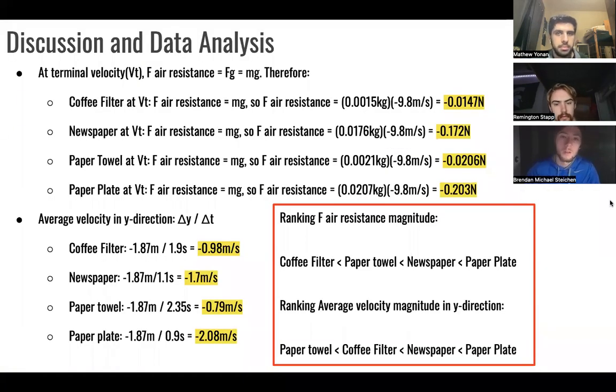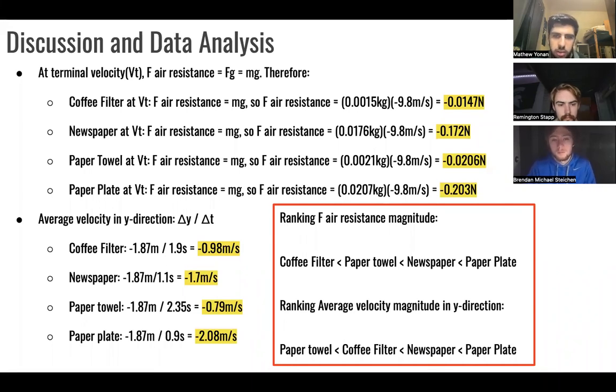And here are the numbers for our data. We calculated air resistance for each object. We converted our grams to kilograms and multiplied that by the acceleration due to gravity, which is negative 9.8, and we got our air resistance numbers for all of our objects. Yep, and then we also found our average velocity in our y direction. Because we dropped every object from 1.87 meters, we were able to keep that constant the whole time, and we just used the change in time to figure that out.